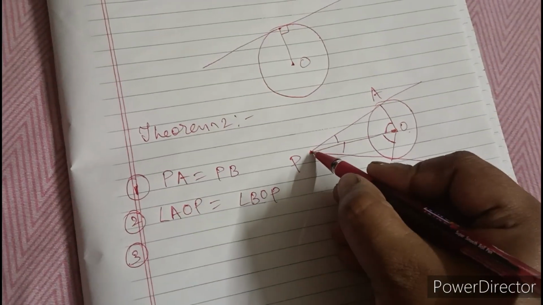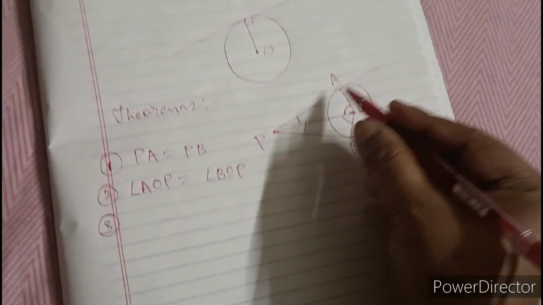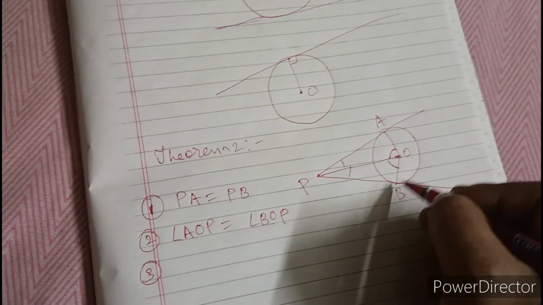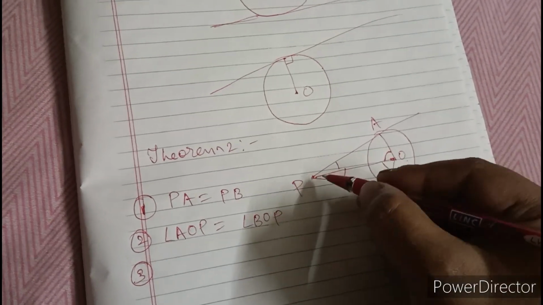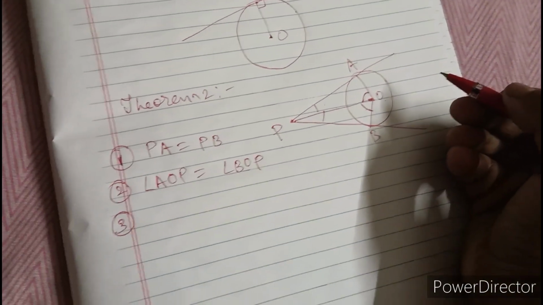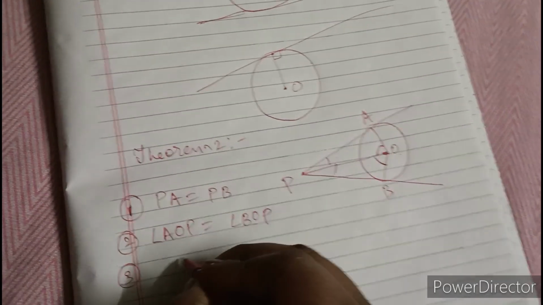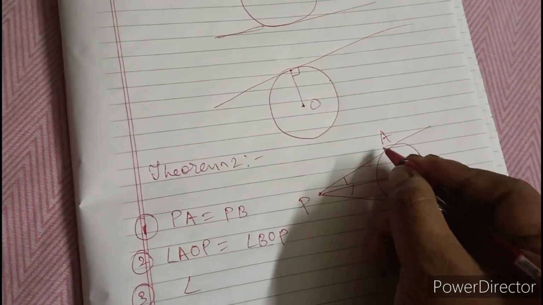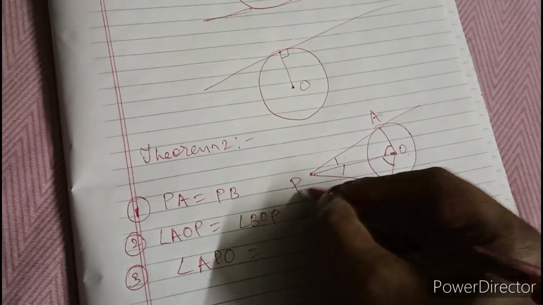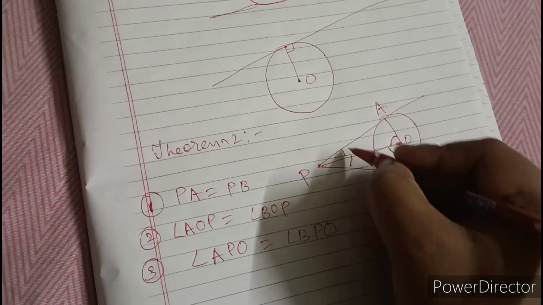So when two tangents are drawn from an external point, these are the things which we need to consider. The tangent lengths will be equal, the center angles which the tangents are making will be equal, and also the tangents are equally inclined to the line joining the point at the center of the circle, so those angles will also be equal. That means angle APO will be equal to BPO. Means these two angles will be equal.